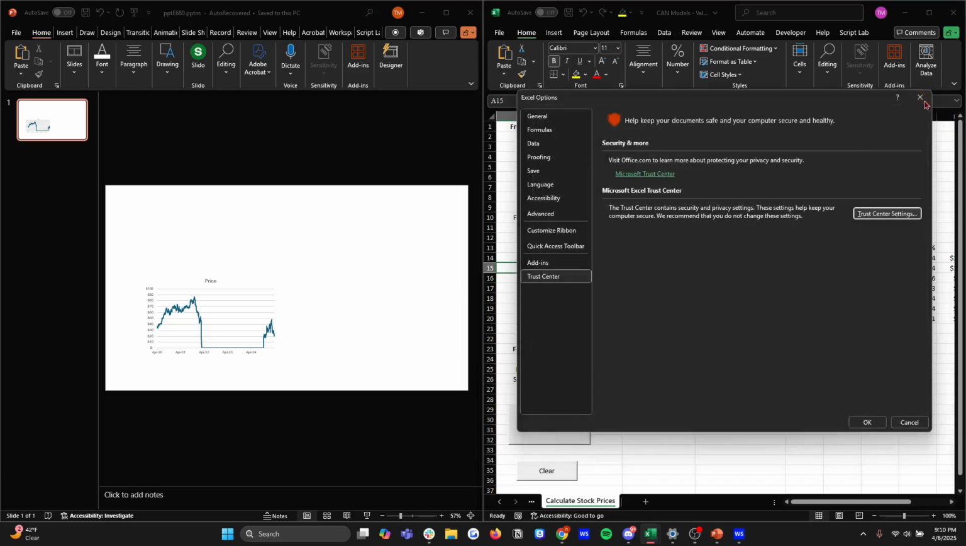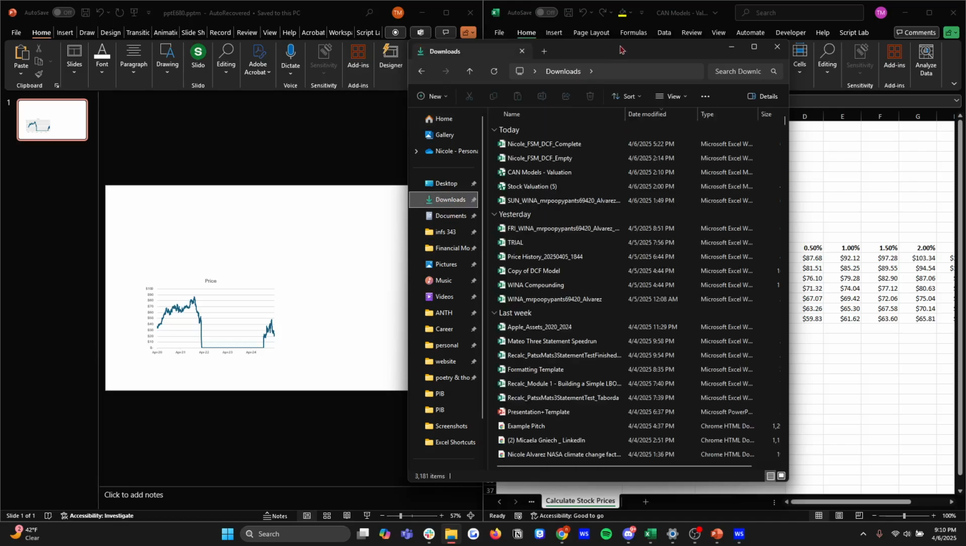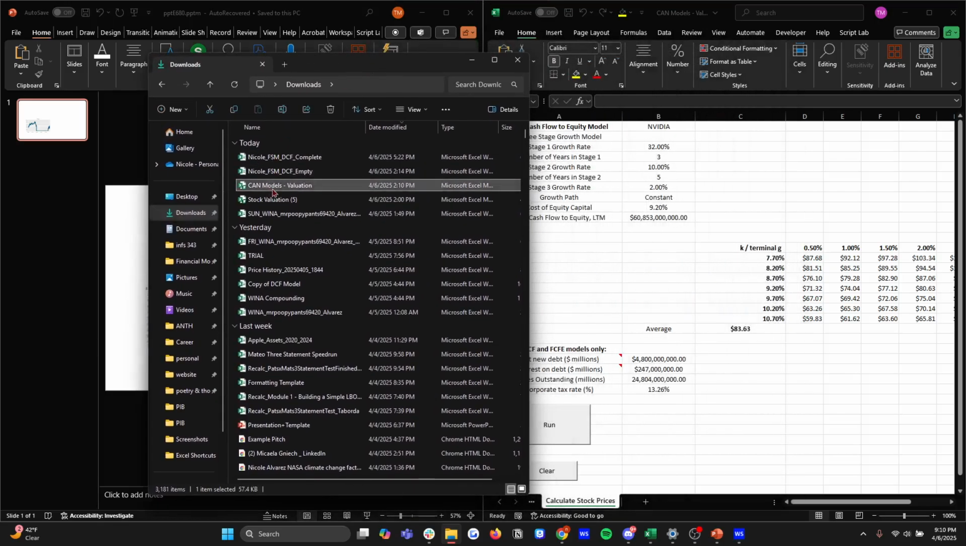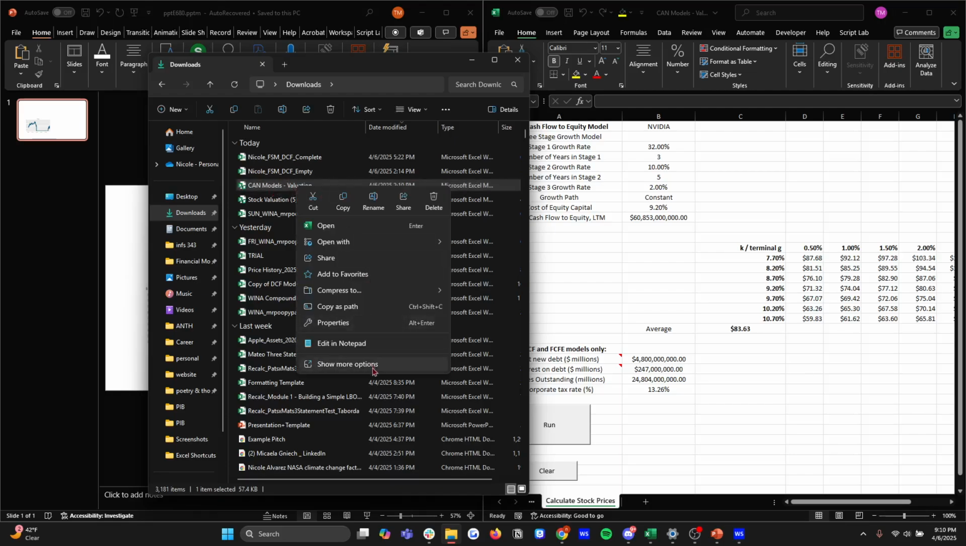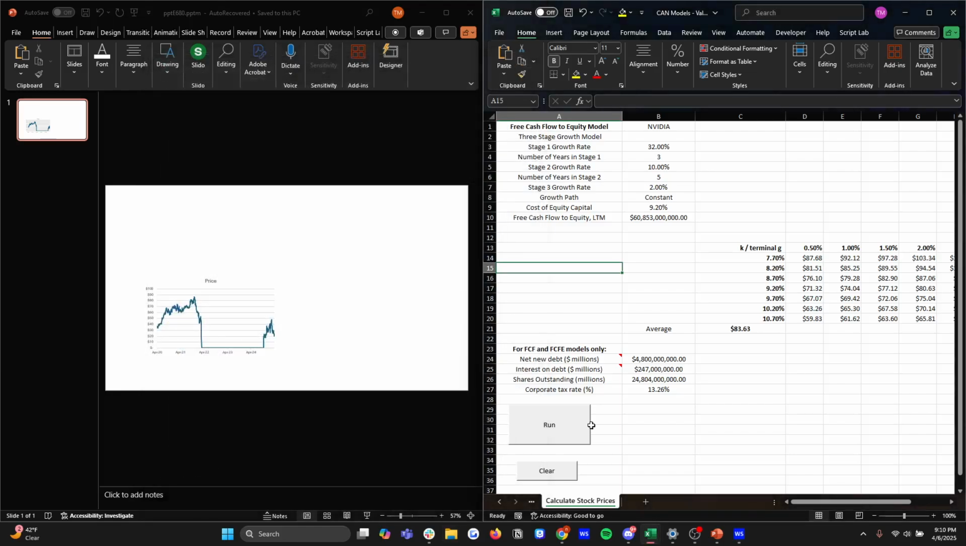And then if that's already enabled and your file still isn't running, you're going to want to go to the specific file. So here I have CAN models valuation. I'm going to right click it, then go to properties. Over here it would say some things on this file are blocked, and I would click allow or unblock, then apply, then okay, and close it out. I don't have that because my file isn't being blocked.